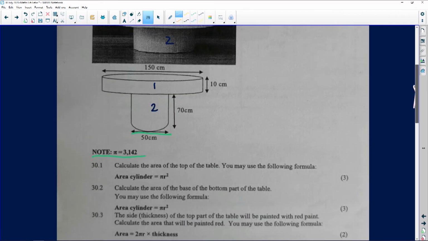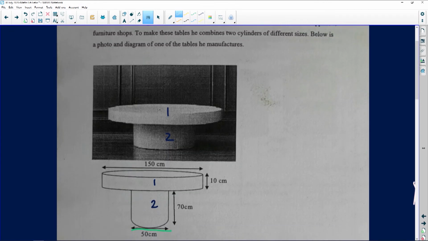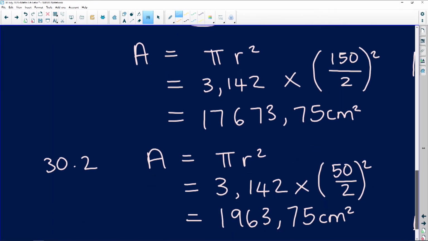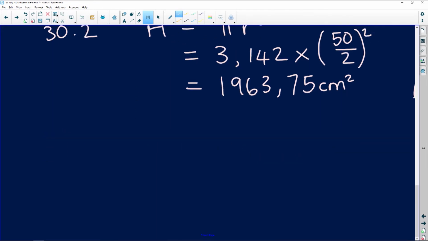So in this particular case, the red part is going to be this part, okay? So all around here, we are going to be painting it red. So the thickness that they are talking about is this thickness over here. The thickness is the height. So look at the words that they are giving to you, because that's very important. That's 10 centimeters. Let's go down and plug that into a formula and use it.